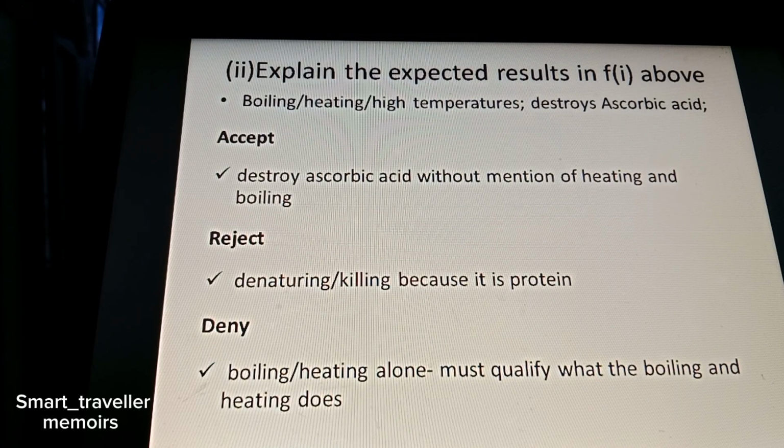Explain the expected results in F1 above. Boiling destroys ascorbic acid, or heating destroys ascorbic acid, or high temperatures destroy ascorbic acid. Accept destroys ascorbic acid without mention of heating and boiling. Reject denaturing or killing because it is not a protein. Deny boiling or heating alone; you must qualify what the boiling and the heating does.